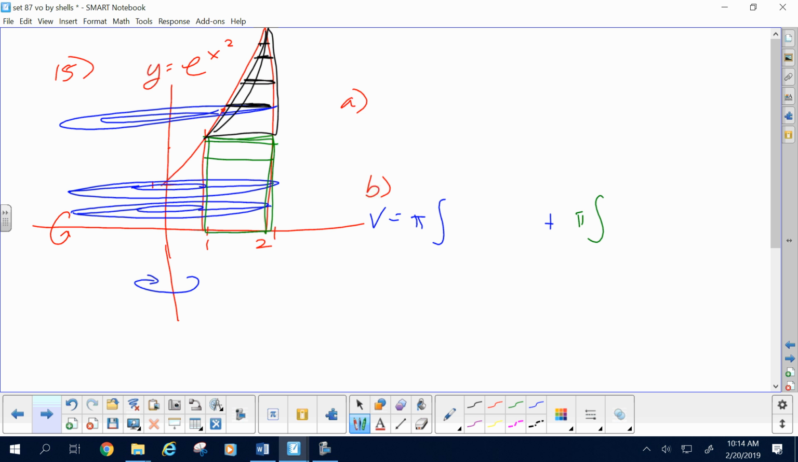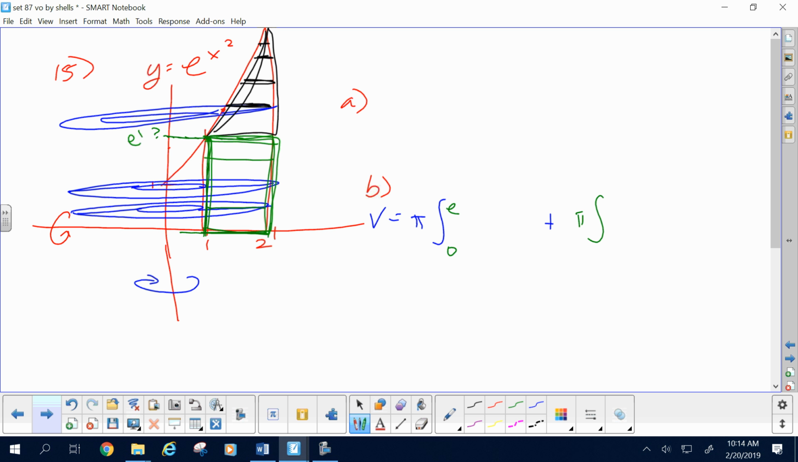The first guy, the green section. I know it's from 1 to 2 in x, but I'm using y as the variable here. So what are the y limits of integration for this green region? What's the low? 0. That's the easier part. The harder part is what's the high? Well, that goes to when the curve is at 1, so that's at y of b.